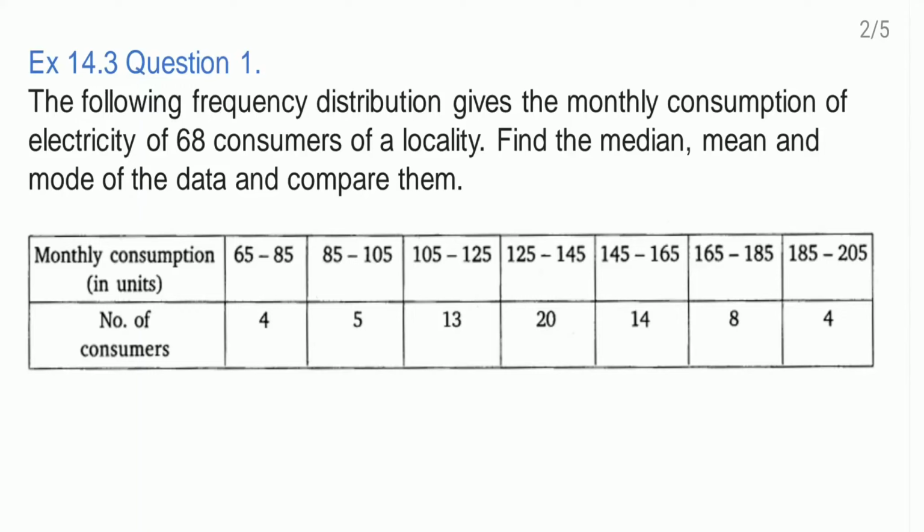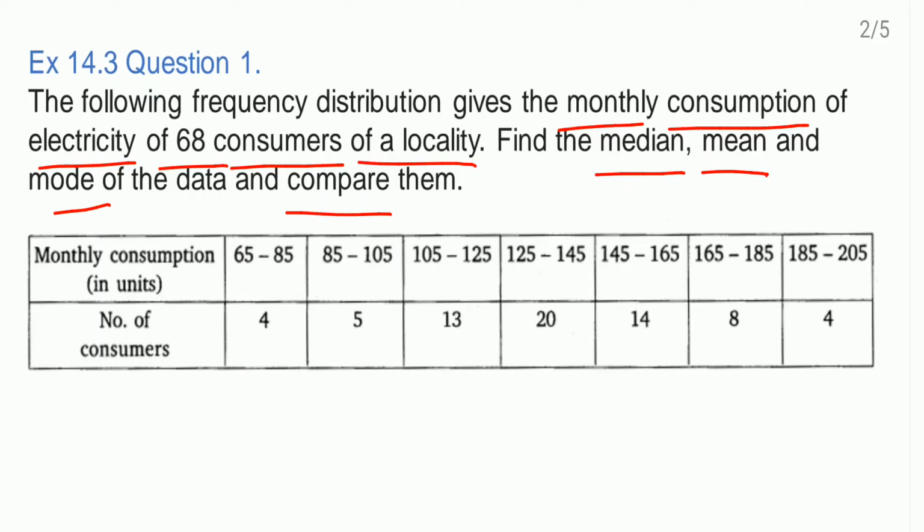This is exercise 14.3, question number 1. The following frequency distribution gives the monthly consumption of electricity of 68 consumers of a locality. Find the median, mean and mode of the data and compare them. Right? What are they telling? Find the mean, median and mode, and we need to compare the data.